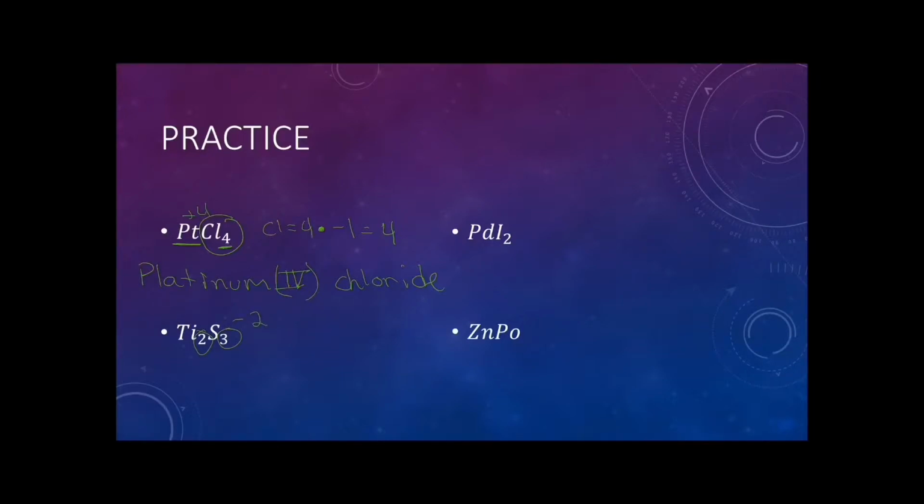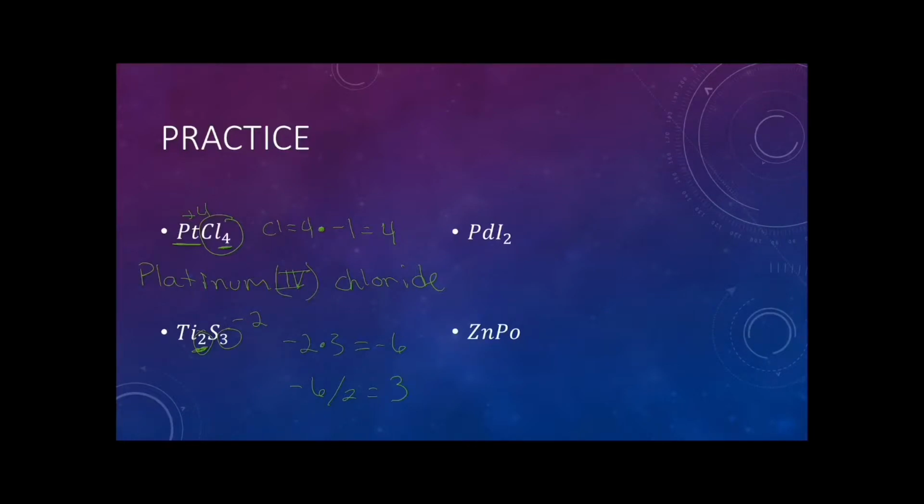So if we take -2 times 3, we get an overall charge of -6. But this isn't a -6 because it's got 2 atoms there. So if we take -6 divided by 2, we get 3. So titanium's overall charge is a +3.